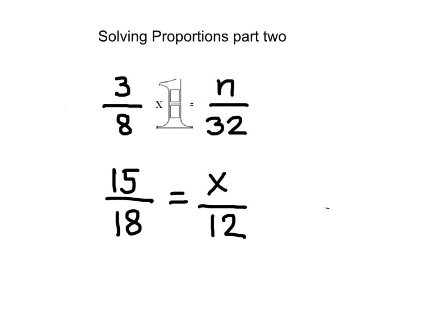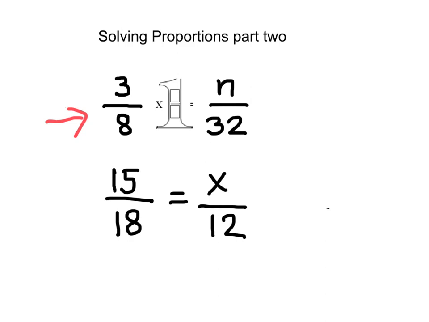This video is on solving proportions part 2. Recall in part 1 that we learned the giant 1 method. So here we have this proportion, 3/8 times what equals n over 32.